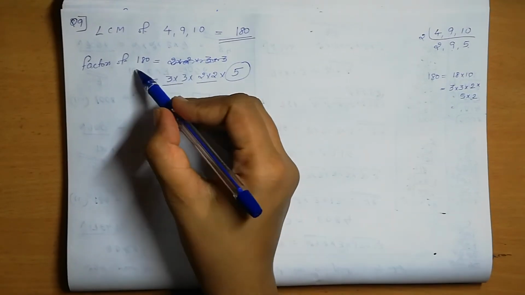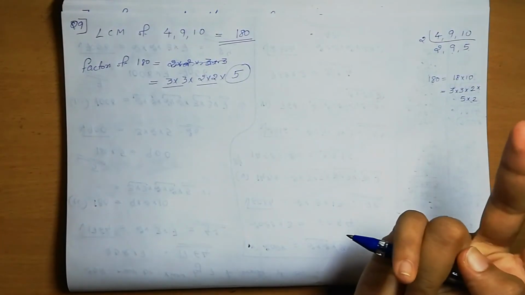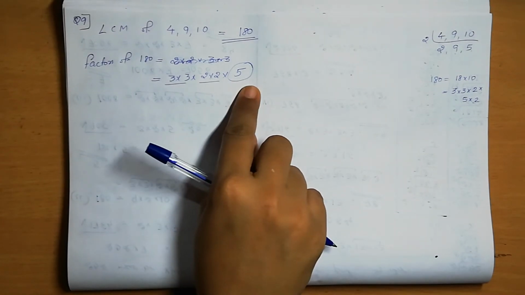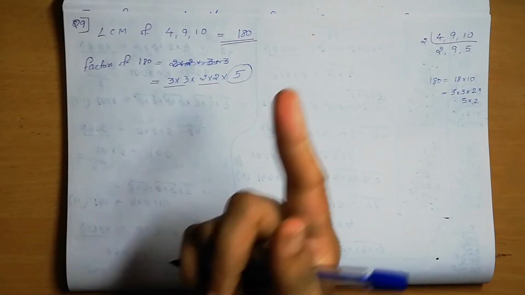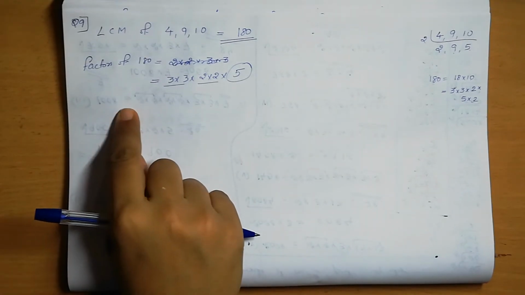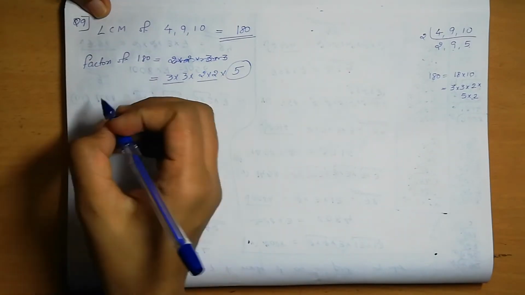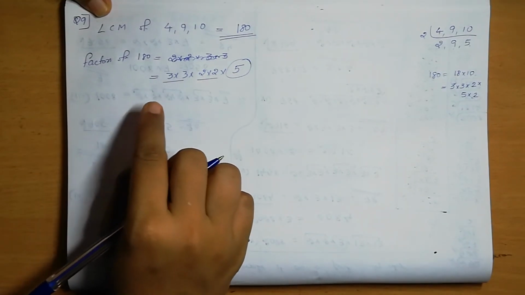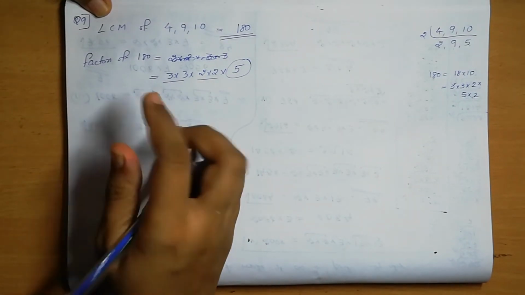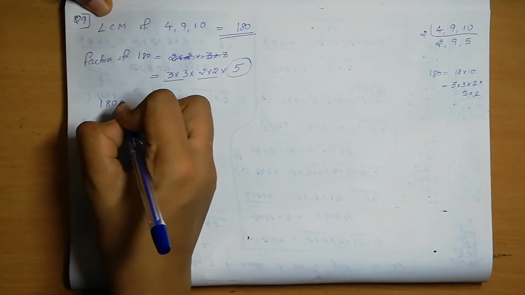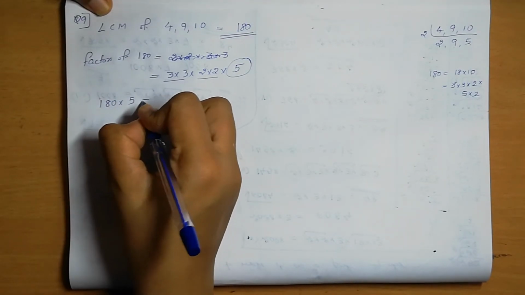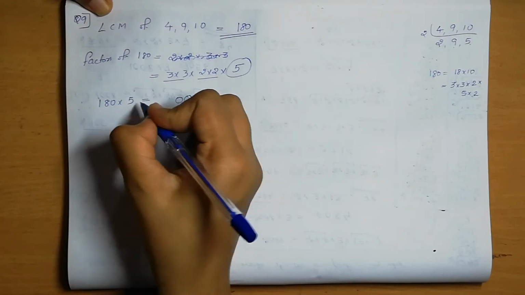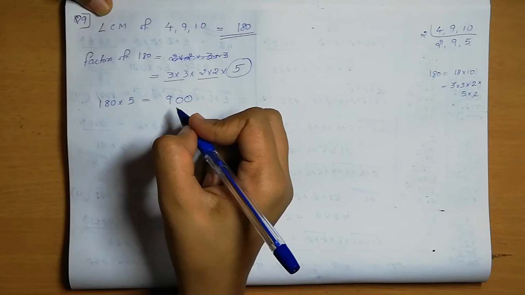If it is a perfect square, all the numbers must have pairs. This 5 has no pair, so we need to multiply 180 with 5 to make it a perfect square number. You should write a statement: the 5 has no pair, therefore 180 must be multiplied by 5 to make it a perfect square number. That means 180 into 5 is 900. So we got the number as 900.